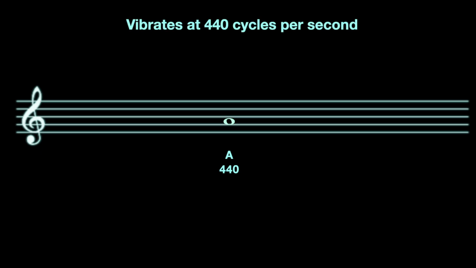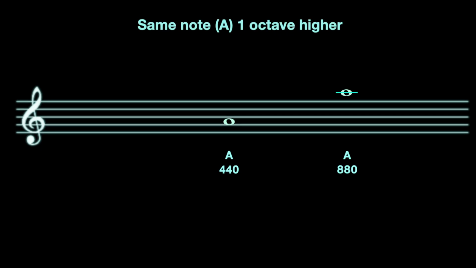Now let's take one note, the A above middle C, A 440. This note vibrates at 440 cycles per second, or 440 Hertz. Now let's double that frequency. 440 becomes 880 Hertz. Where do you think this note will appear? The same note an octave higher.